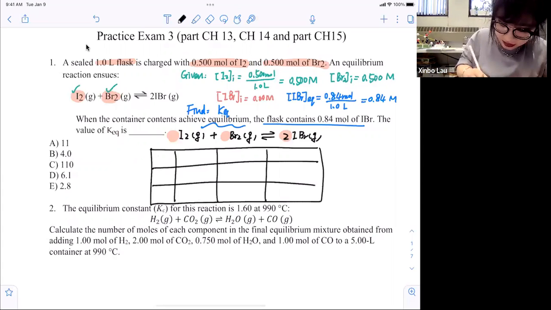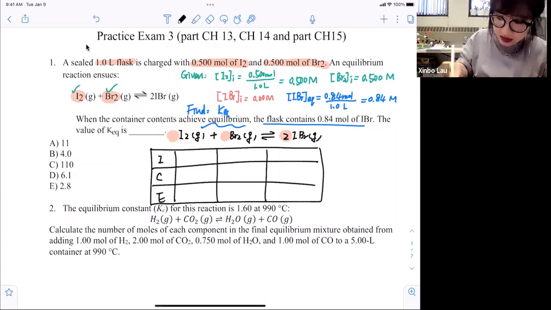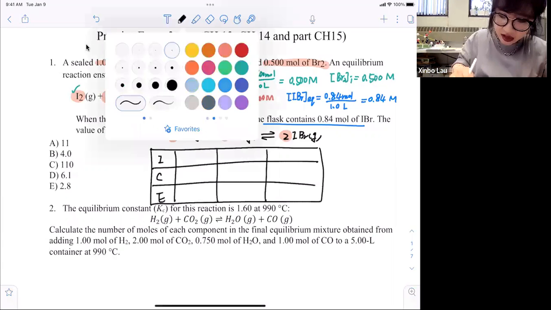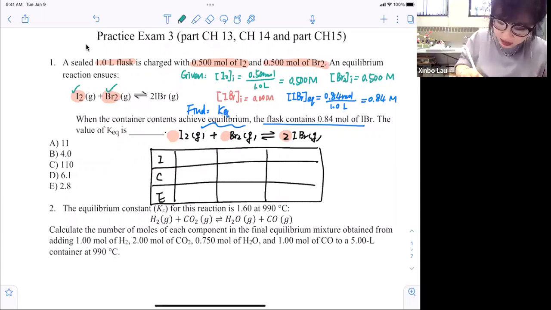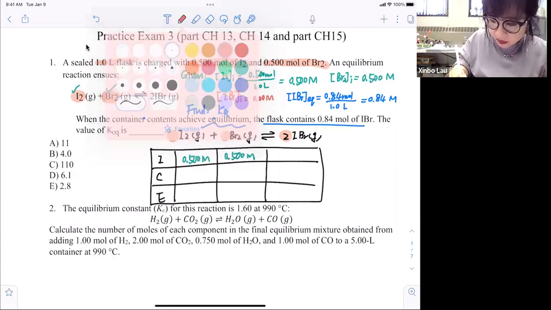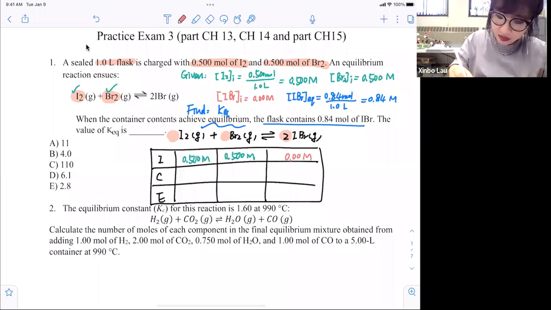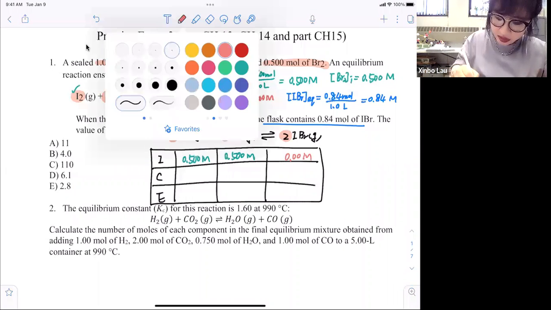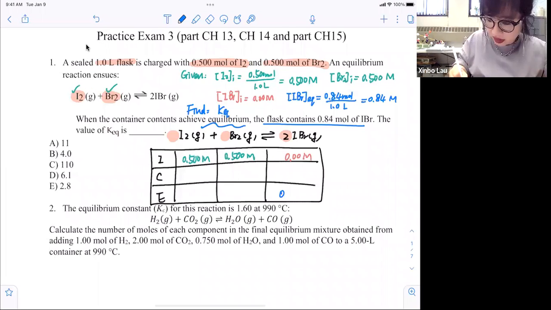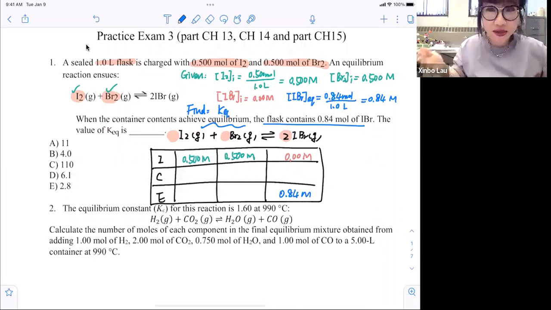Now if we know that, I'm going to set up the table. Initial and all of that, we have already figured that information out. So let's start to plug in the info. That's 0.5, 0.5 initial, and 0 for the product. And then at equilibrium, we have the concentration of the product, 0.84. And then you go which direction it goes.